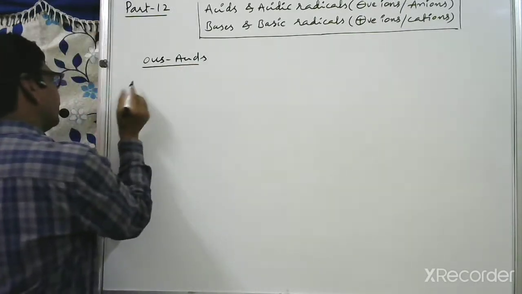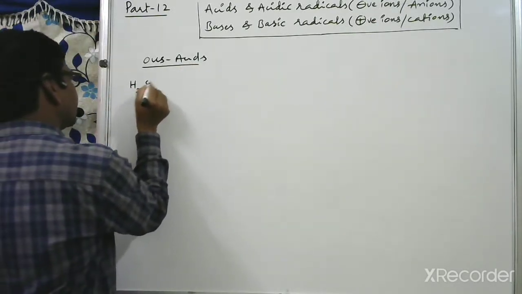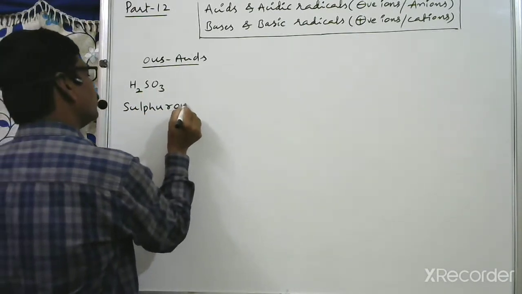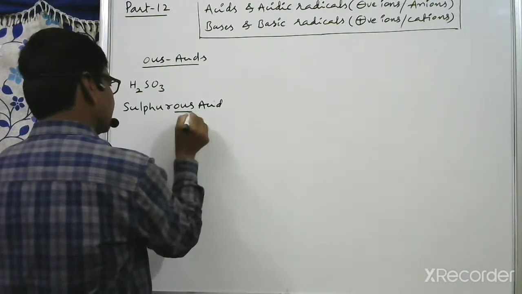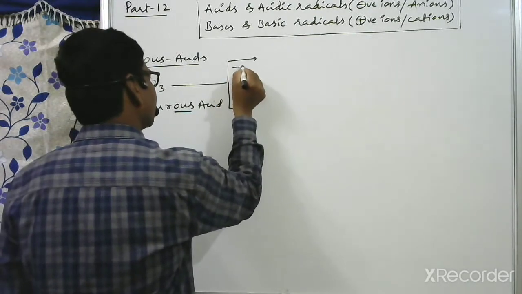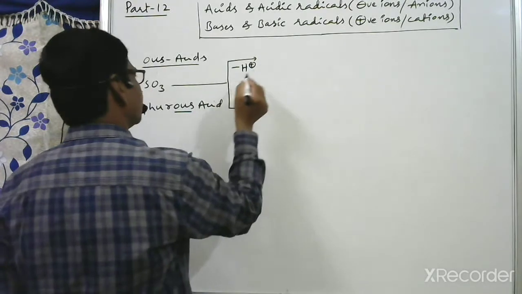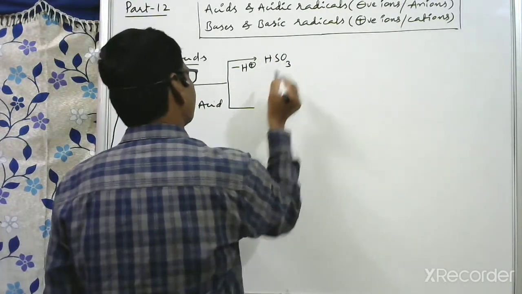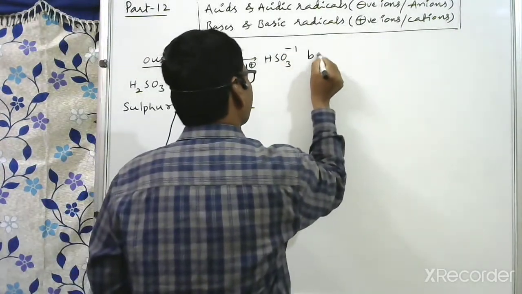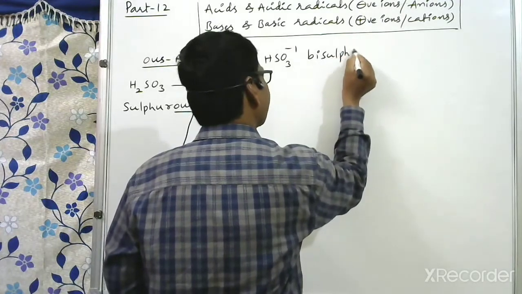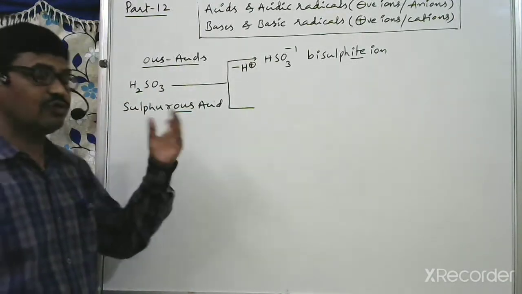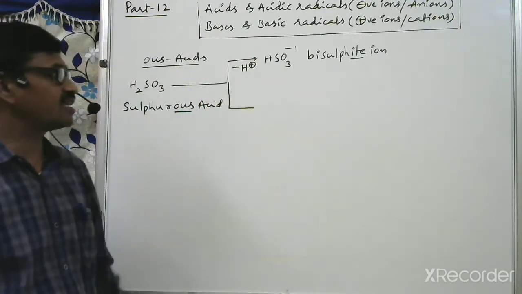See first again H2SO3. This is sulfurous acid. Here also we have two hydrogens, so we can remove these two hydrogens. First I am removing one hydrogen in terms of positive charge, so we get HSO3 as remaining. That remaining part carries minus 1, so this is bisulfite ion. HSO4 minus is bisulfate, HSO3 minus is bisulfite.